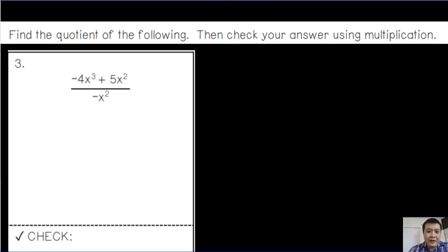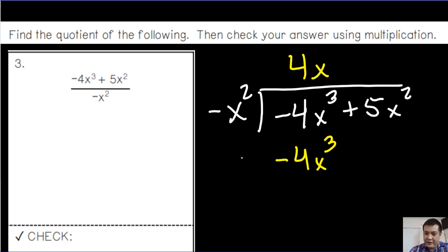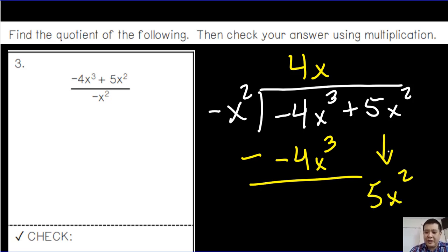Here again we have negative x squared and negative 4x cubed plus 5x squared, and we're going to divide those. Negative x squared goes into negative 4x cubed plus 5x squared. Here we're going to have 4x, because 4x times negative x squared gets us negative 4x cubed. Subtract those two, and then we're left with 5x squared. Bring that down, and we're going to have negative 5.